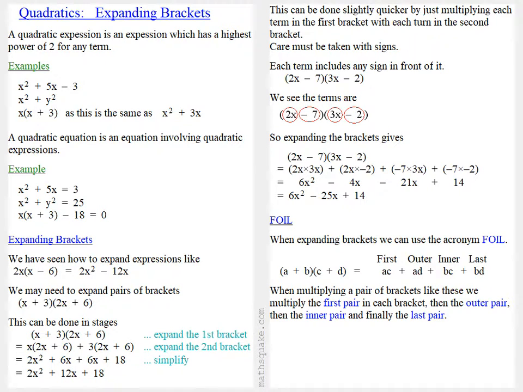So when we multiply pairs of brackets like these, we multiply the first pair in each bracket, then the outer pair in each bracket, then the inner pair in each bracket, and finally the last pair in each bracket. So for example, if we expand x plus 5 into x plus 3, we have the first pair is x squared, the outer pair is plus 3x, the inner pair is plus 5x, and the last pair is 15. So that simplifies down to x squared plus 8x plus 15.